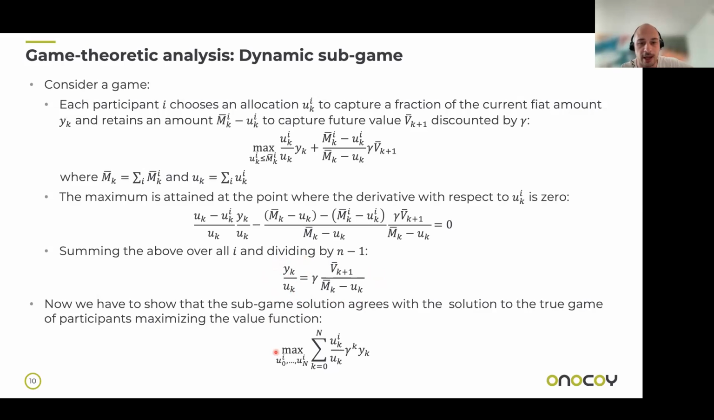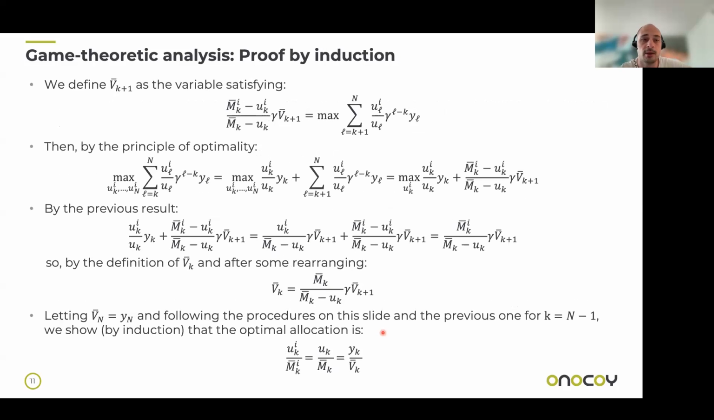Does it actually solve the real problem that every one of these participants is trying to solve for themselves, which is the maximization over all rounds? Let's say we play this for n+1 rounds, and they want to solve this for all present and future time, maximize this function. The answer is yes, it does, obviously. And the way that you can prove this is via induction.